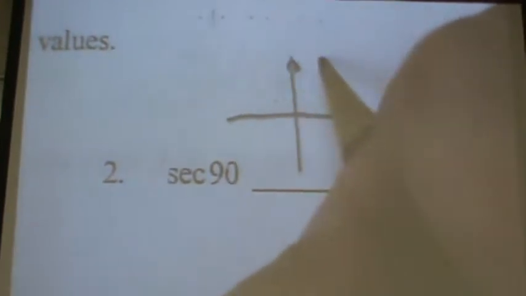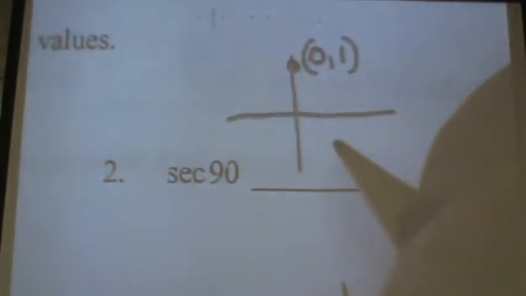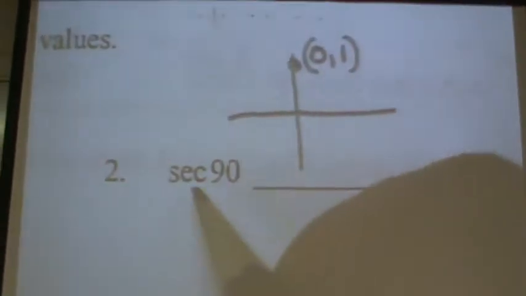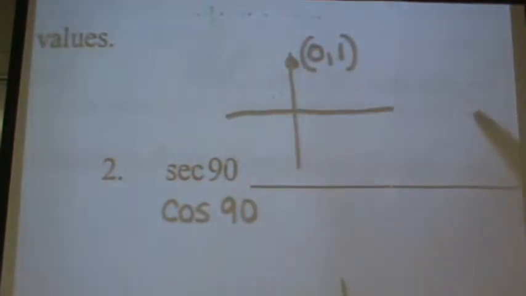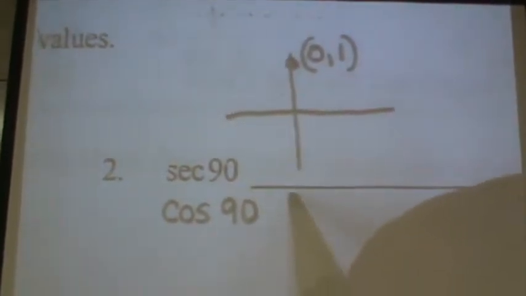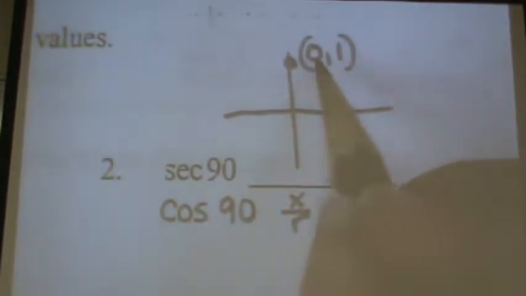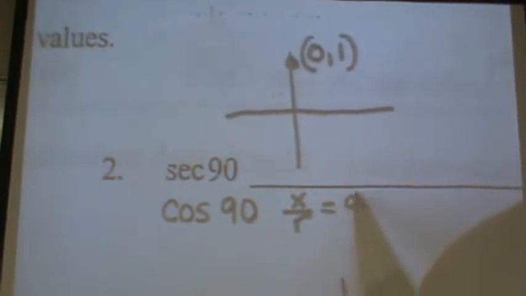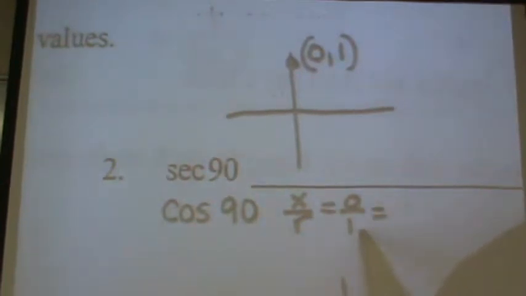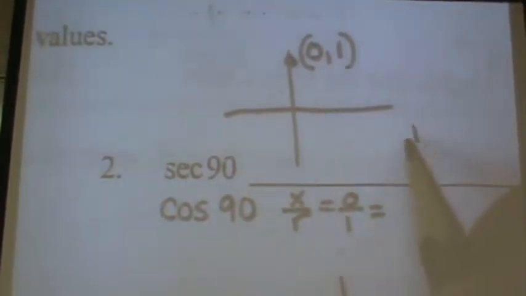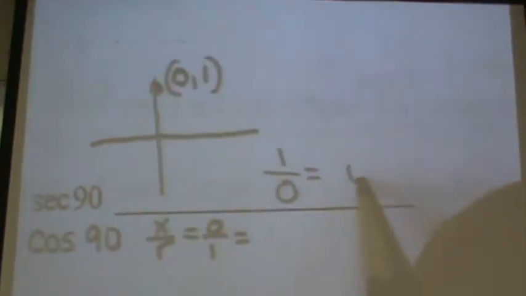Number 2. Tell me where 90 degrees is. Right there. What's the definition of, let's not talk about secant, let's do the reciprocal one, cosine? Cosine is x over r. Well, what's the x value right here? 0. And what did we say r was? 1. So now we don't have 0 over 1, we now want 1 over 0. What's 1 over 0? Undefined.